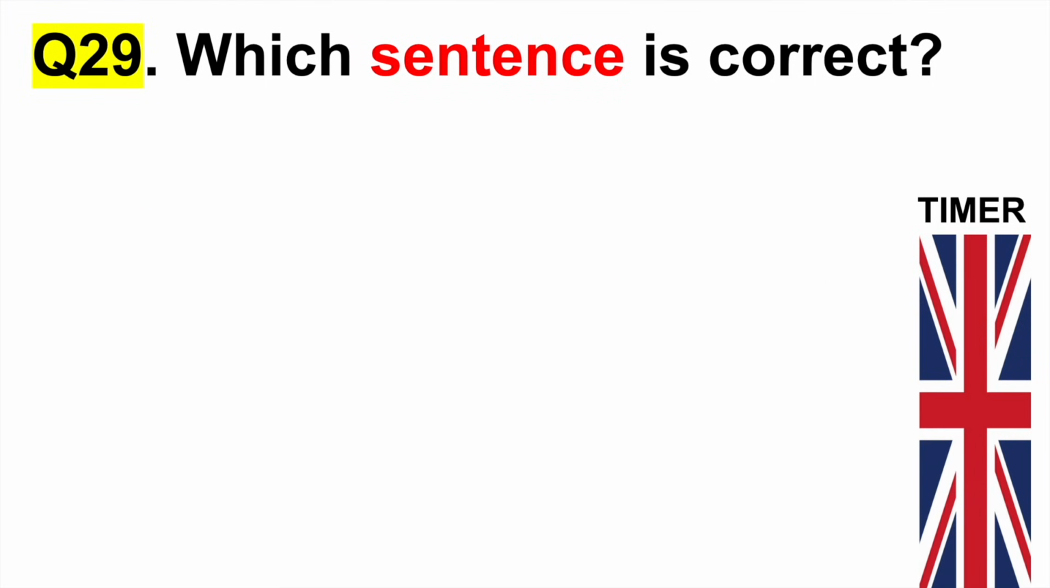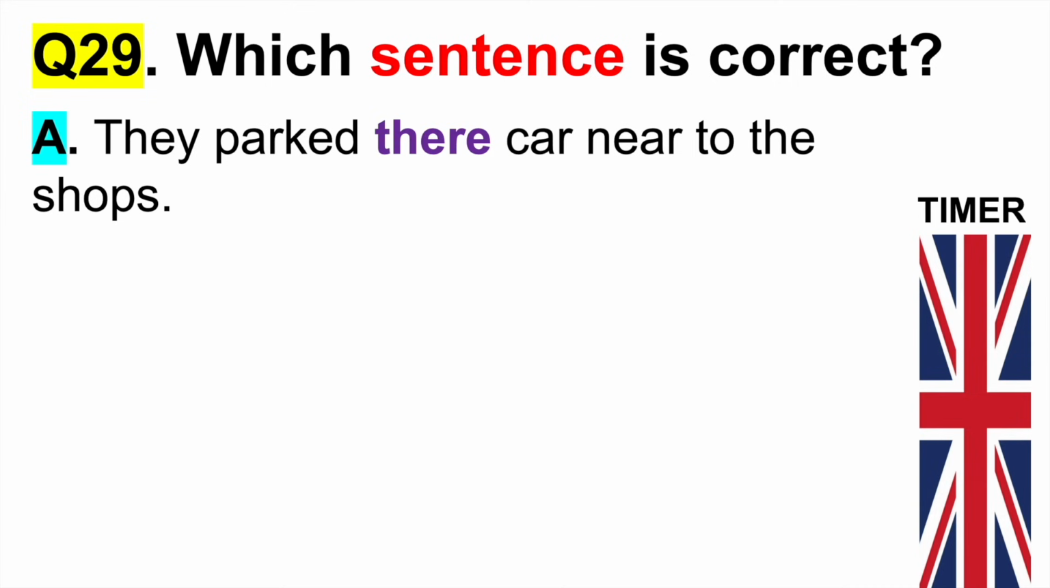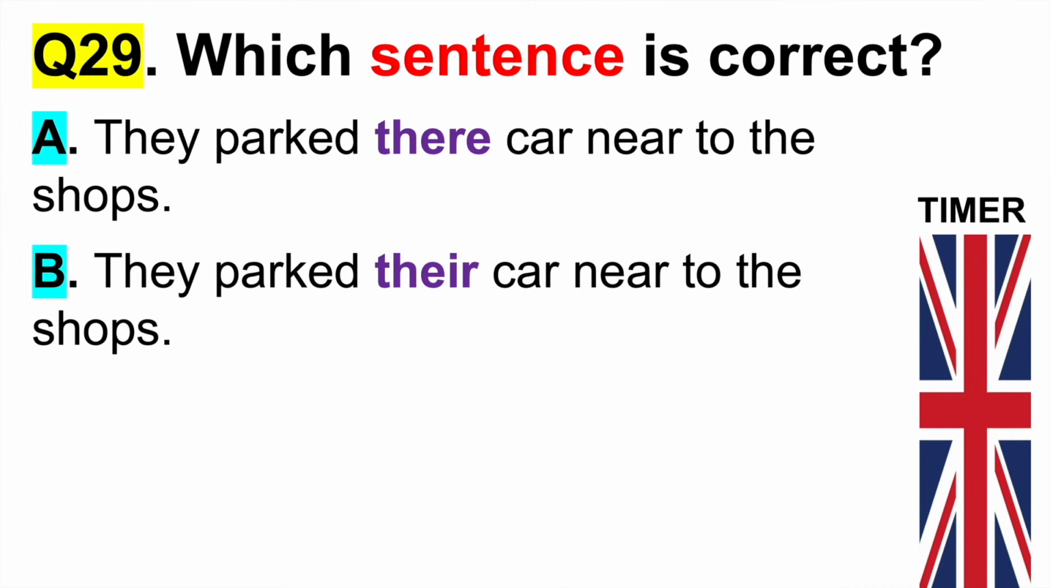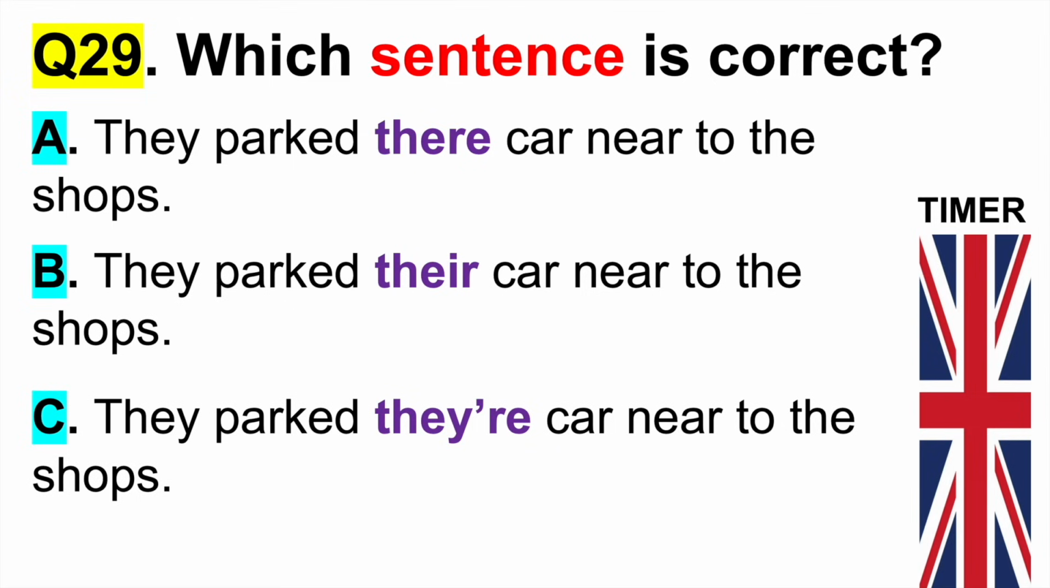Question 29. Which sentence is correct? They parked their car near to the shops. B. They parked their car near to the shops. Or C. They parked their car near to the shops. Only one is correct. Here's a timer.